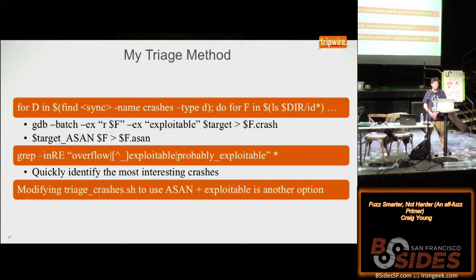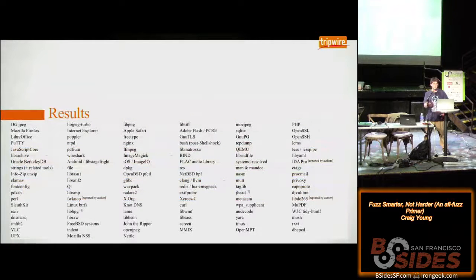In my environment, what I tend to do is some basic bash for looping, where I go through each test case and I use GDB to do something basically the same as what that triage crashes script is doing. And then I also run bang exploitable to save that output off, as well as running an ASAN compiled version of the binary and outputting the ASAN report to files. So in this way, I can very quickly grep through the files in the directory looking for different keywords that are going to come out from this output, like overflow, exploitable, probably exploitable, and recognize the most interesting crashes there very quickly. You can also, of course, make updates to the triage crashes script to use bang exploitable and ASAN.